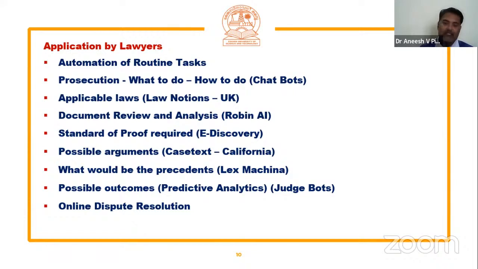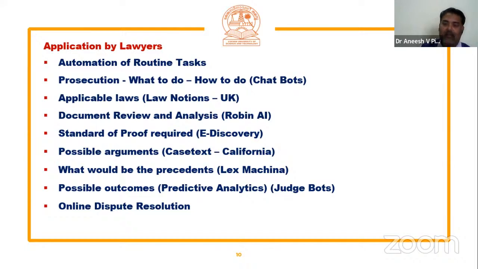And among those cases, which is more important and more relevant, and what are the things you have to do in the next week, all these things will be told to you by the law clerk. But now, with the help of AI tools, a lawyer himself can do this very easily by automating his routine task. Then, being a prosecution side, same thing.